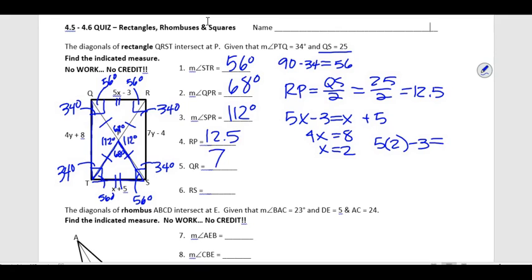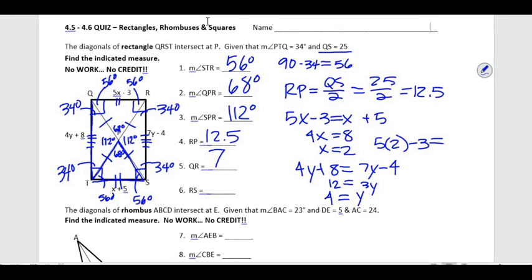And then RS are our other pair of opposite sides. So I'm going to set those equal to each other. So I've got 4y plus 8 equals 7y minus 4. Subtract the 4y from the 7y, that gives us 3y. Add the 4 to the 8, that's going to give us 12. So y is equal to 4.